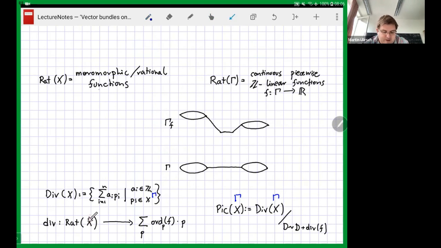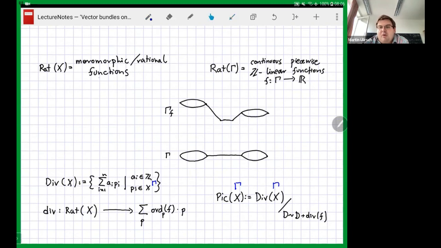That's the divisor map that takes a rational function and sends it to a divisor. And formally, you do it by just saying, well, you take the sum over all points and take the order of the function at this point. And for a meromorphic function, that's just the order. I mean, it's sort of the smallest exponent that shows up in its Laurent expansion.